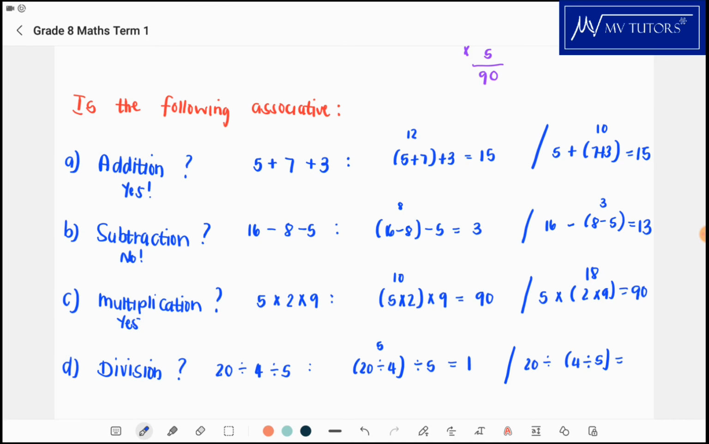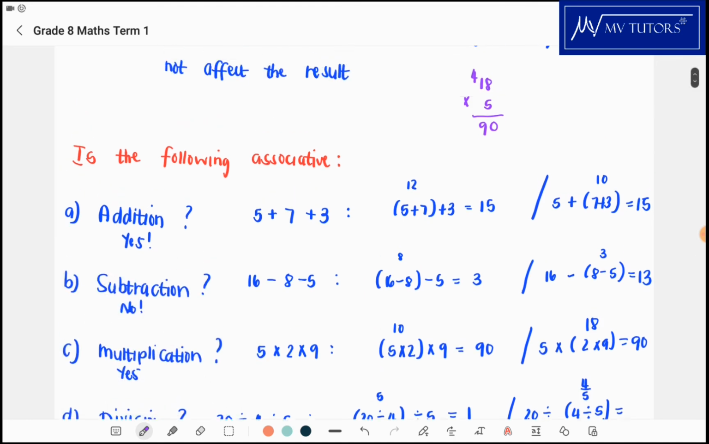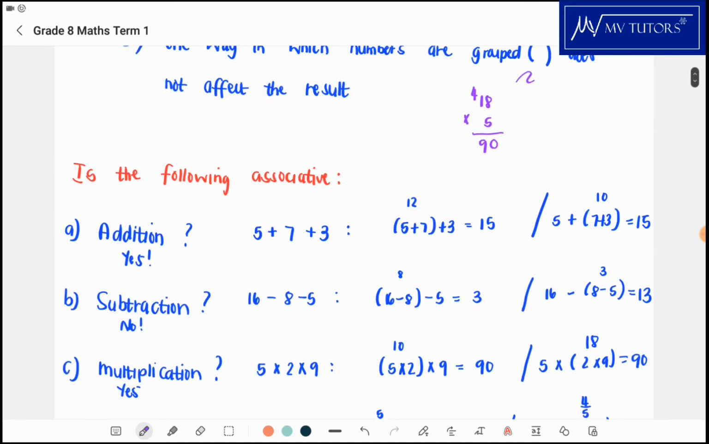Then we have 4 divided by 5. 4 divided by 5 is actually 0.8. I'm just thinking of a way of writing it. Okay, I'm just going to leave it as 4 over 5. But now what is 20 divided by 4 over 5? We are forced to go into a fraction lesson. So what do you do when you have 20 divided by a certain fraction? So I'm just going to work it out here. So 20 divided by 4 over 5.